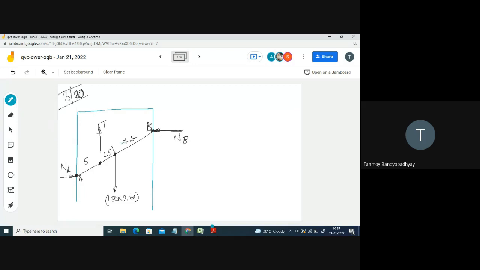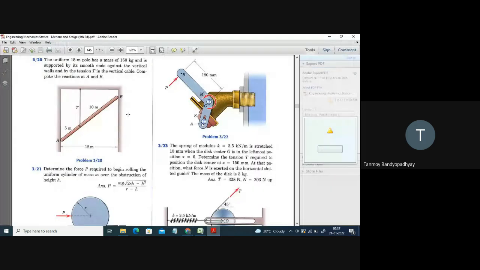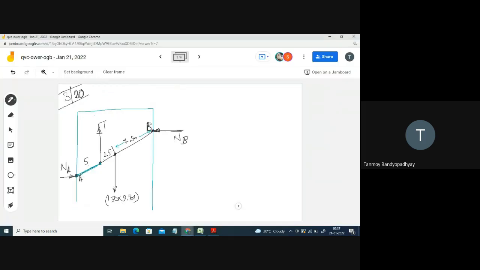ঠিক আছে? This is 7.5. This is 2.5. This to this, and this is 5. This length is 5. Clear? So what are the things I need to calculate? আমাকে এখানে just I have to calculate RA and RB, NA and NB. Compute the reactions. NA and NB আমাকে বের করতে হবে. So কিভাবে করা যায়? So what's the best way I can find out?